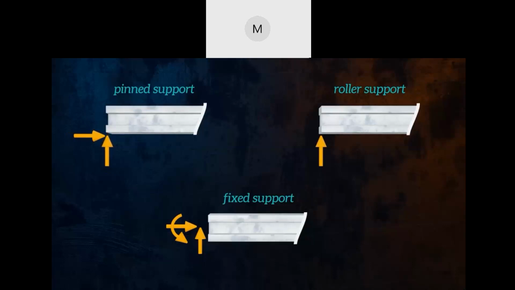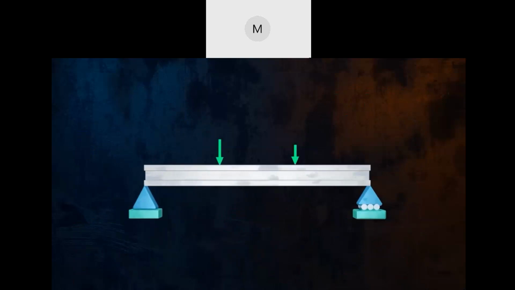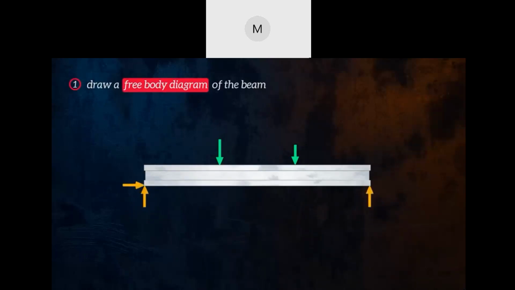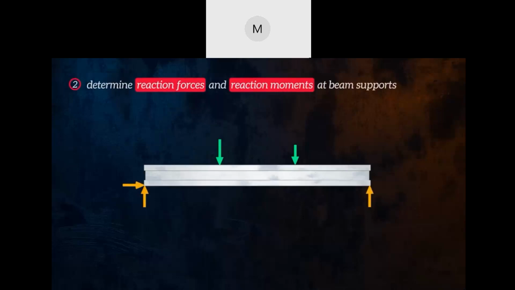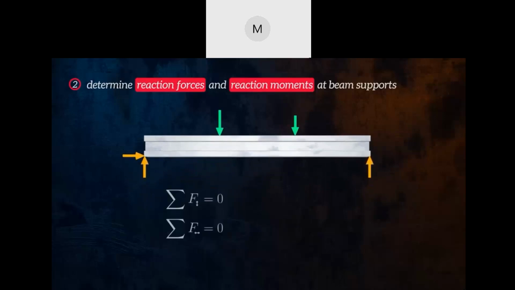So how do you determine the shear forces and bending moments within a beam? There are three main steps we need to follow. First, we draw a free body diagram of the beam. This shows all of the applied and reaction loads acting on the beam. The next step is to calculate the magnitude of the reaction forces and reaction moments at all of the beam supports. We do this using the concept of equilibrium. To maintain equilibrium, all of the forces in the vertical and horizontal direction should cancel each other out.